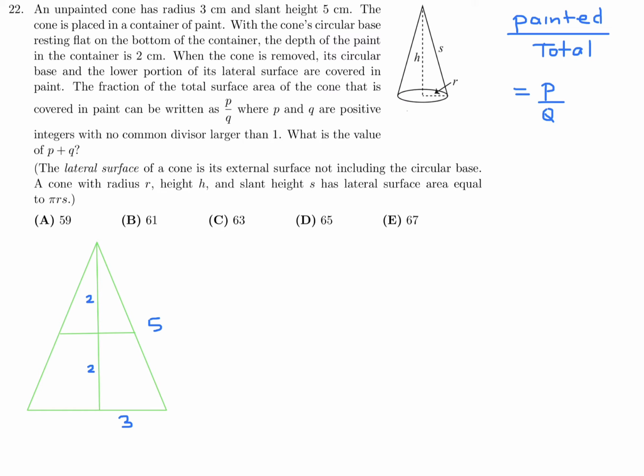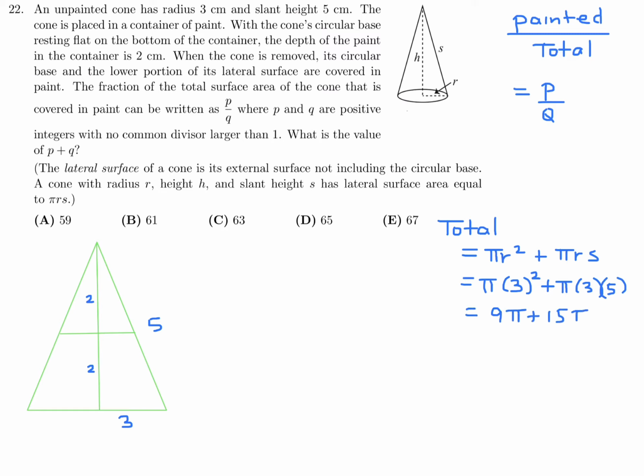So let's first figure out the total surface area of the entire cone. That would be the bottom, which is pi r squared, plus the lateral surface area, which they have very graciously given us the formula for, pi r s. With r as 3 and s as 5, this is 9 pi plus 15 pi, which is 24 pi. Okay, so that part's not so bad. That is going to be 24 pi in the denominator.